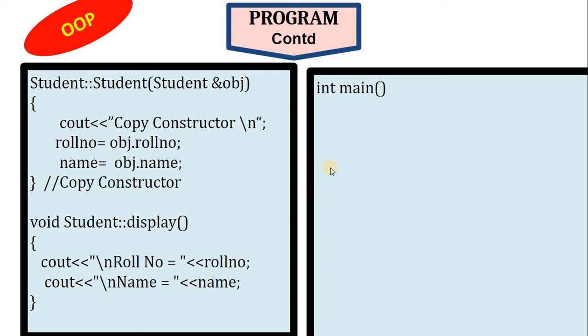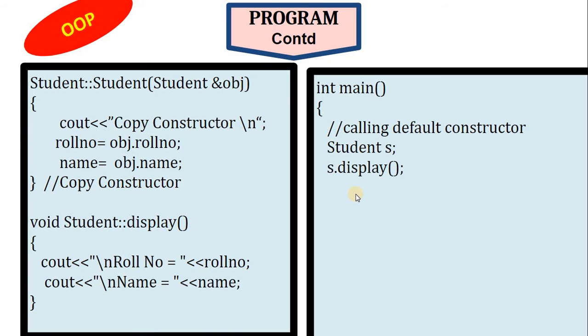Inside the main function, if you want to call all these constructors, default, parameterized as well as copy constructor, you have to create an object, because constructors are automatically called when objects are created. So, when I write student s, it automatically calls the default constructor since I have not passed any parameters to s. If I write s dot display, it will first show constructing an object, whatever I have written inside the default constructor, and then it will display roll number is equal to 0 and name is equal to nil.